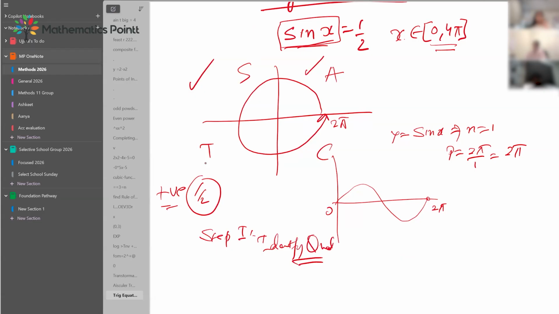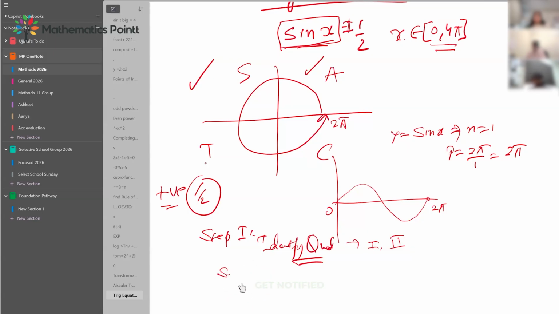If this had been a negative half, for example, then my quadrants would have changed. I would have asked myself, where is sine a negative value? Then the answer would have been third and fourth quadrant. Am I right? But I'm after a positive value. So my first step is identify quadrant, which means first quadrant and second quadrant.